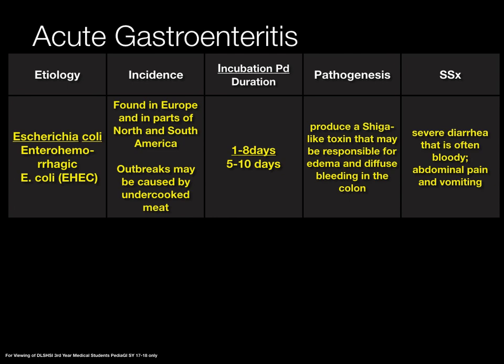EHEC, or the enterohemorrhagic E. coli, is found in Europe and in parts of North and South America. Outbreaks may be caused by undercooked meat. It has an incubation period of 1 to 8 days and a duration of 5 to 10 days. It also produces a Shiga-like toxin that may be responsible for edema and diffuse bleeding in the colon. Signs and symptoms are severe diarrhea that is often bloody, with abdominal pain and vomiting.